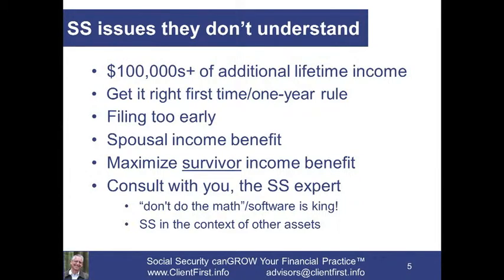So we want our clients, and we want to take care of our spouses. So maximize survivor income benefit. Many clients don't consult with you or us, the Social Security income planning expert. They just hear from a friend that, yeah, we took it at 62, or, well, gee, we just waited until 66, or they just read an article that said just wait and take it at 66 or 70, but they don't do the math. And good software is king for doing the math.